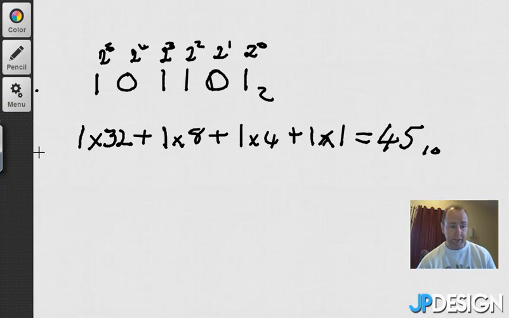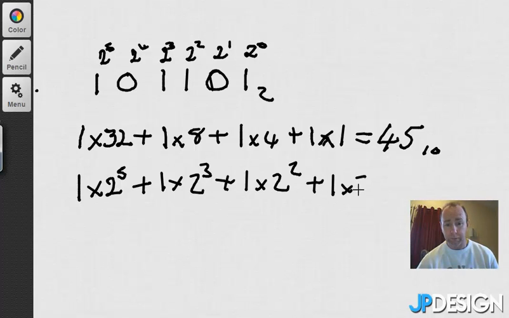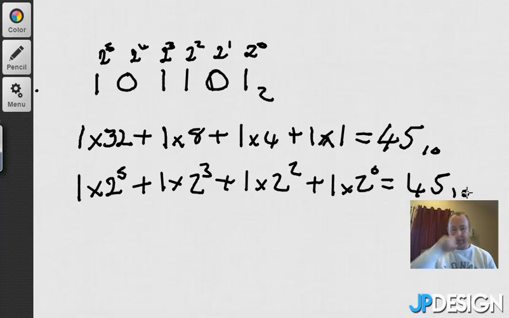Now you could have done that in exactly the same way, where you put it into your calculator: 1 multiplied by 2 to the power of 5, plus 1 multiplied by 2 to the power of 3, plus 1 multiplied by 2 to the power of 2, plus 1 multiplied by 2 to the power of 0. It would still give you 45. But it's whichever way you're comfortable with. Some people like doing it both ways. So that's it for the expanding of a binary number to its decimal counterpart.